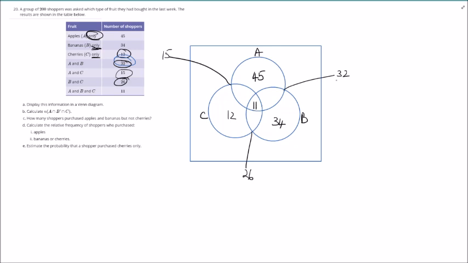So if that's 11, then we're at 21 here. Oops. We have 4 here, and we have 13 there. Display this information, done that. Now calculate A intersect not B intersect C.